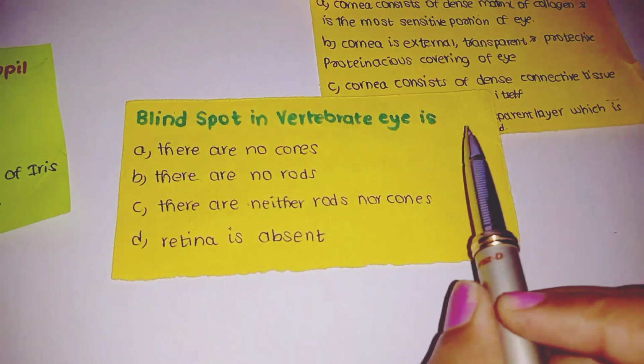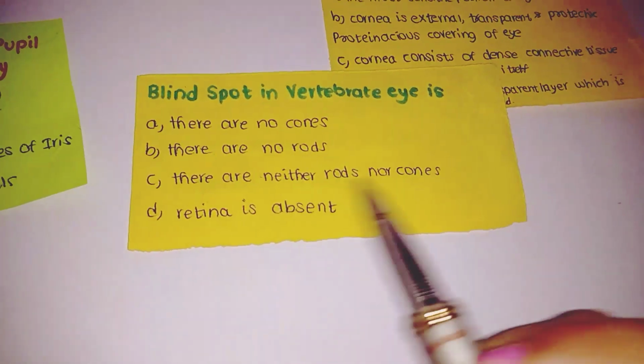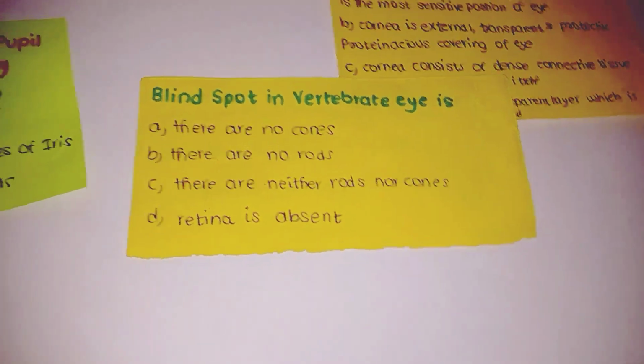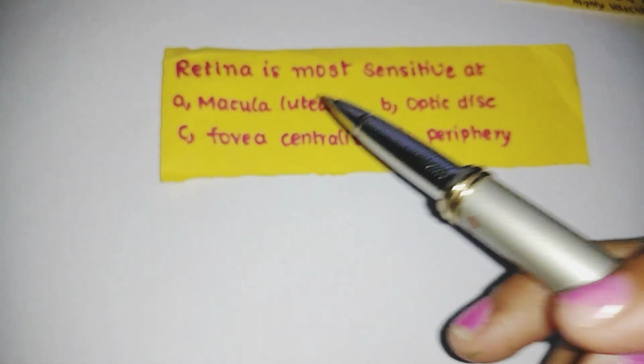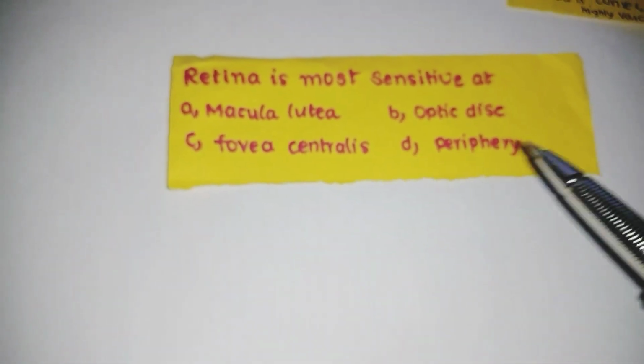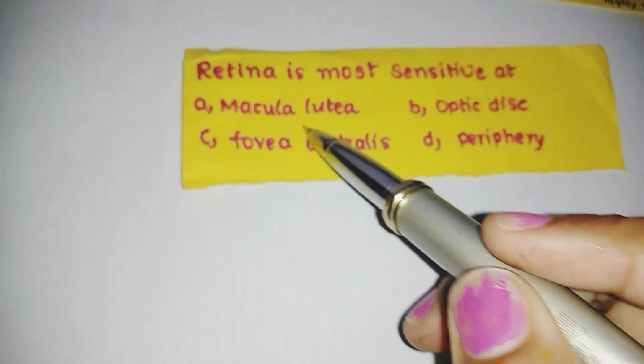Blind spot in vertebrate eye is where there are neither rods nor cones. This is the answer, option C. Retina is most sensitive at macula lutea, optic disc, fovea centralis, or periphery. Retina is most sensitive at the yellow spot, that is macula lutea.